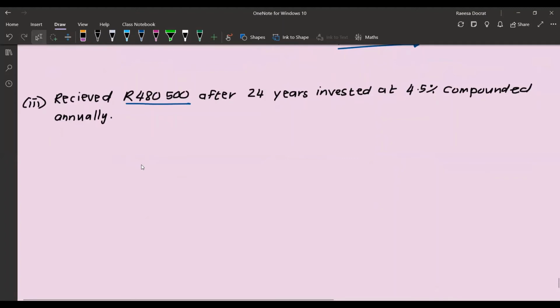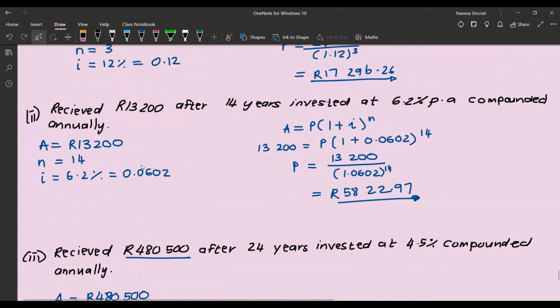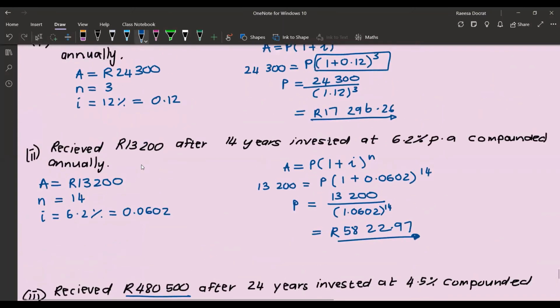So we received that amount, so our accumulated amount is 480,500. The number of years is 24 years, and our interest is 4.5%, which we write as 0.045. I just realized that the previous one was supposed to be, okay, let's just change the interest rate over there to 6.02% so that the calculation is correct. Okay.